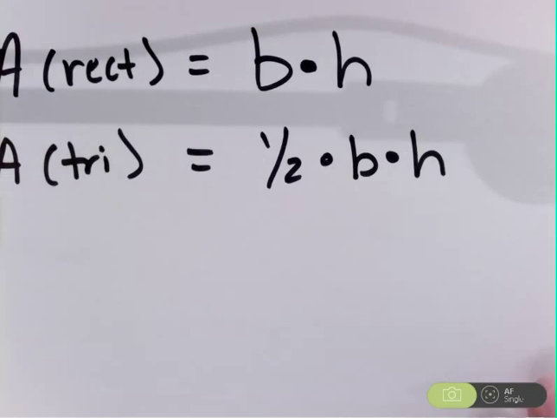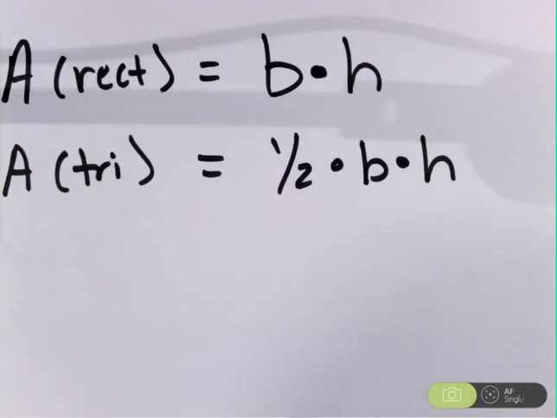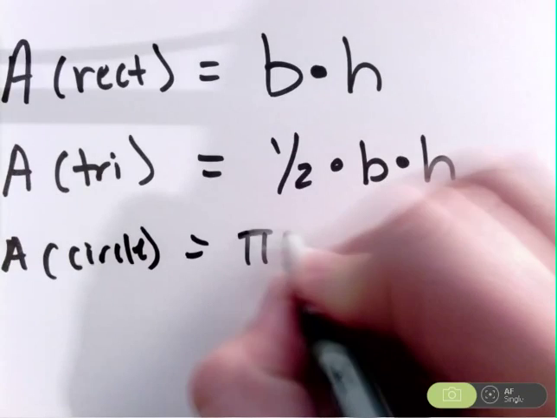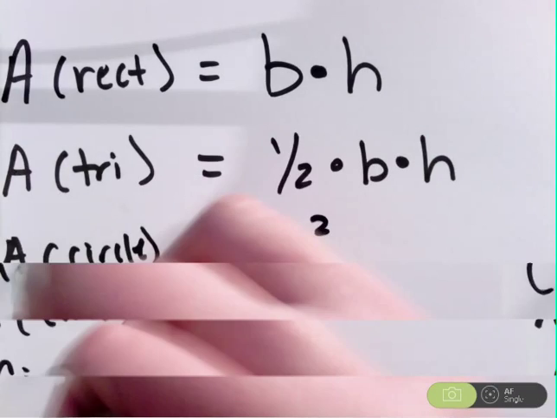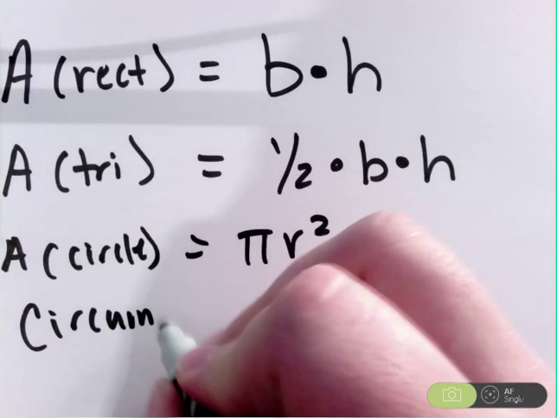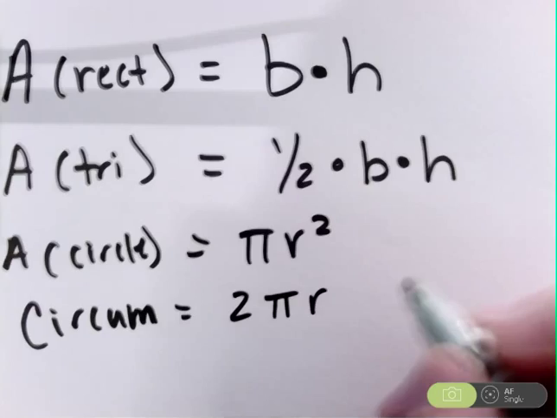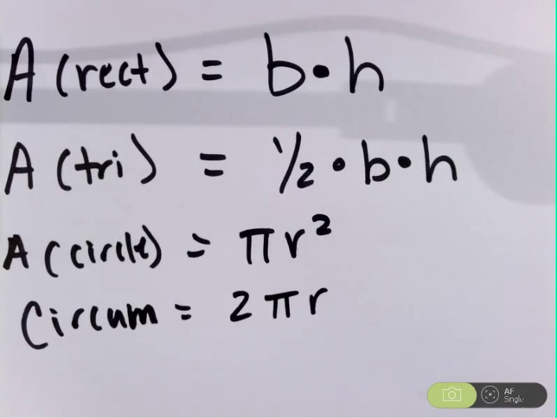Okay? So, let's review these one more time really quick. Area of a rectangle, area of a triangle, area of a circle is pi r squared, and circumference is 2 pi r.